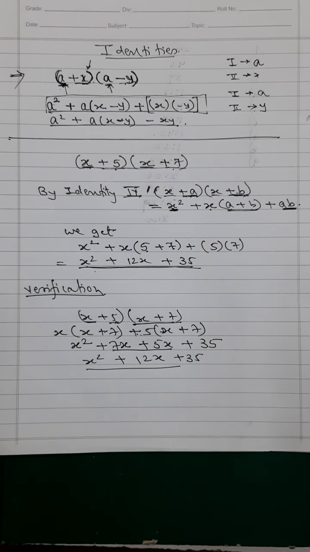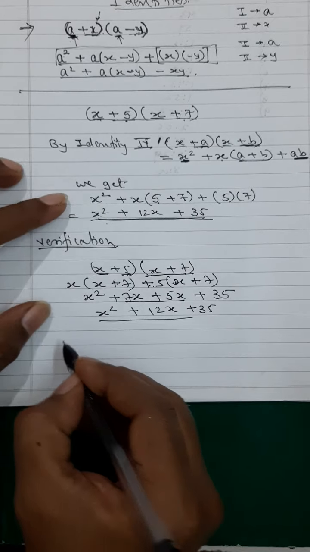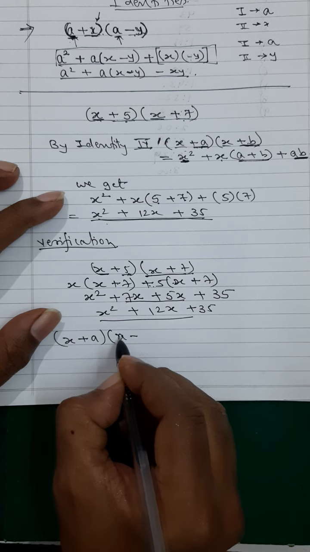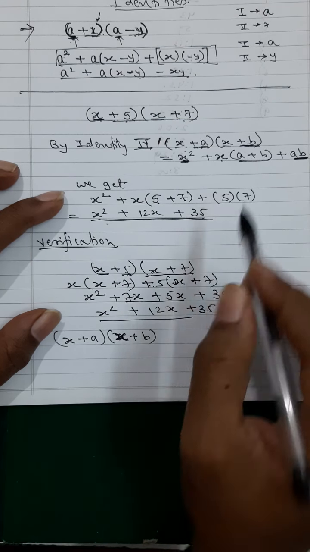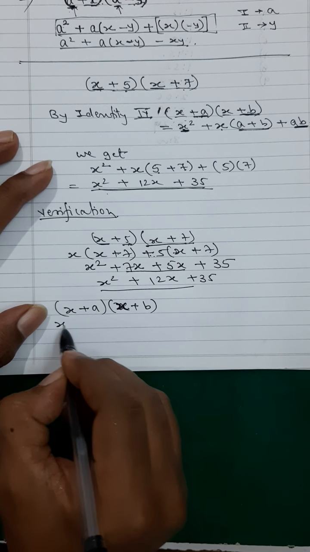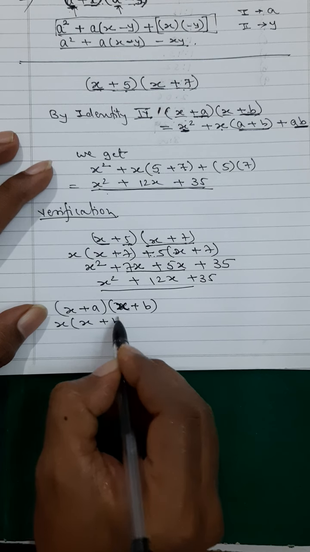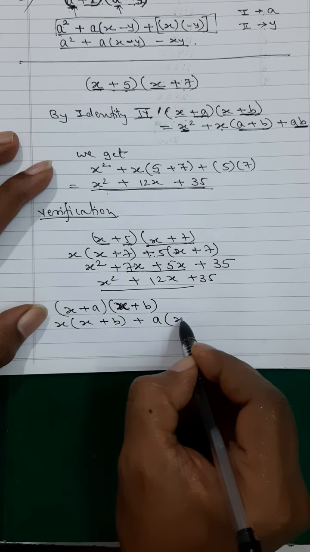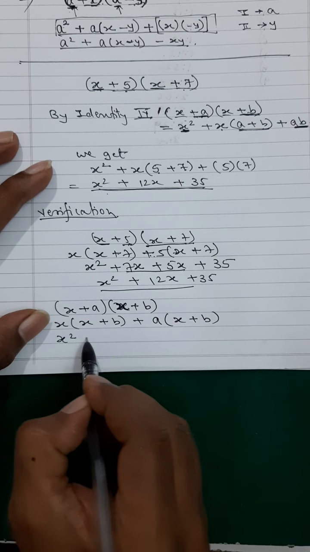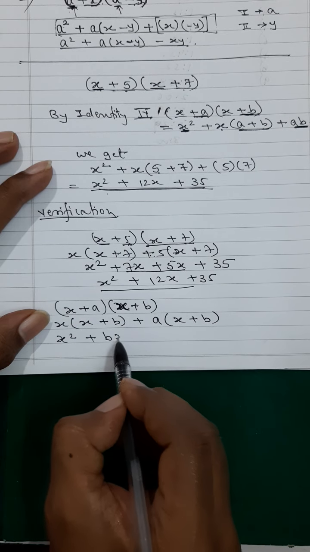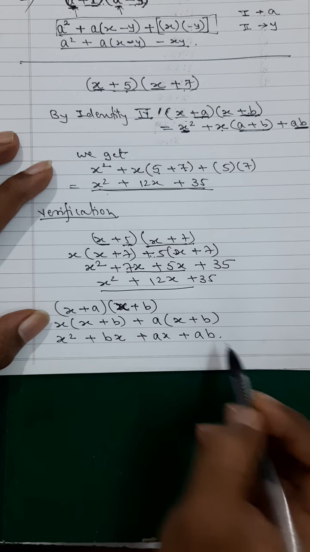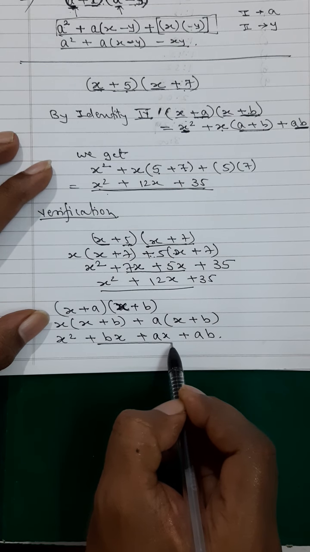Basically, if you see whatever they are doing, even if you take the identity itself, x plus a into x plus b, this is the identity. How are they getting it? You multiply this the same way. The first term of the bracket will multiply with the bracket, the second term will multiply with the bracket. Now if I multiply this, it will become x into x, x square, plus x into b, bx, plus ax, plus ab.